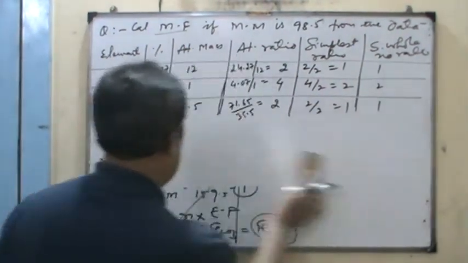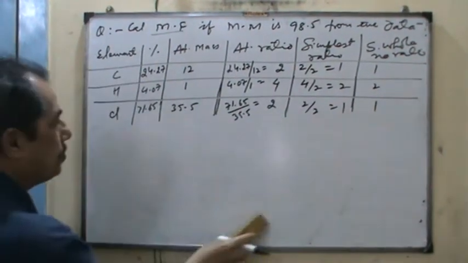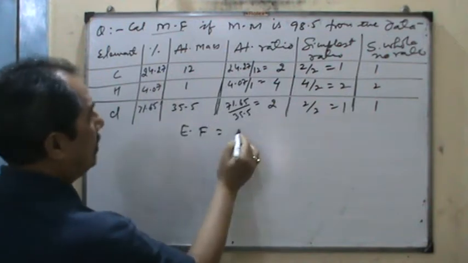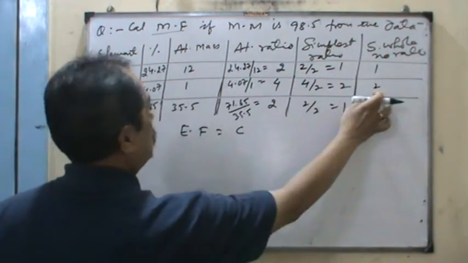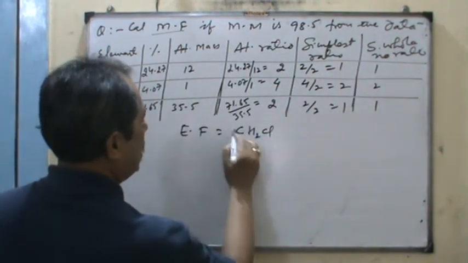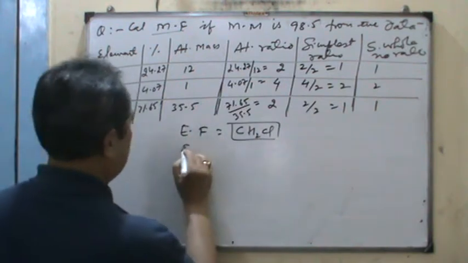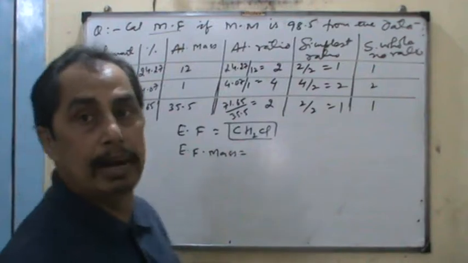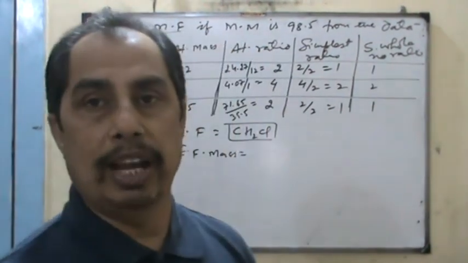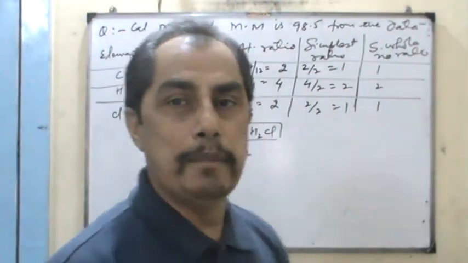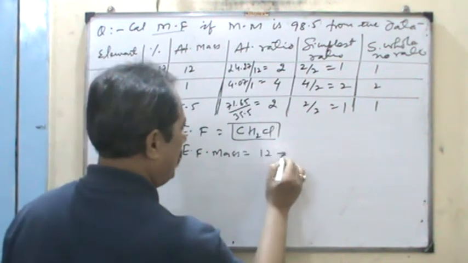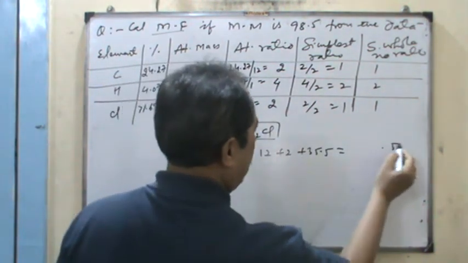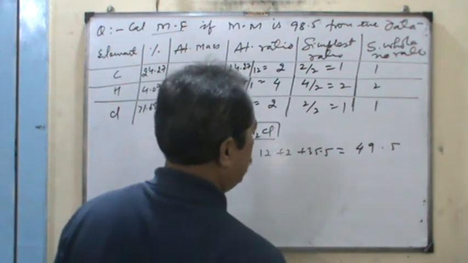So my dear students, what is the empirical formula, tell me anyone? Carbon 1, hydrogen 2 and chlorine 1, CH2Cl. It's all right. What is the empirical formula mass? Because I have to calculate the mass. Why? Reason behind is you have to calculate the molecular formula. So carbon is the 12 plus 2, 35.5. My dear student, 14.5 and 35, 49.5.